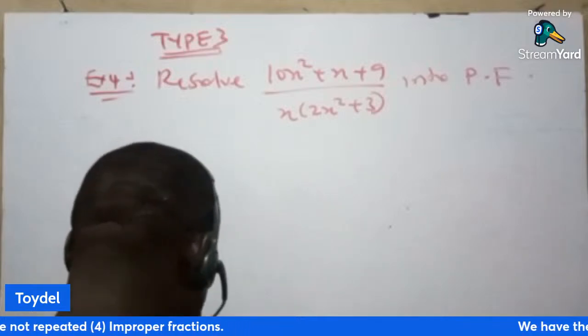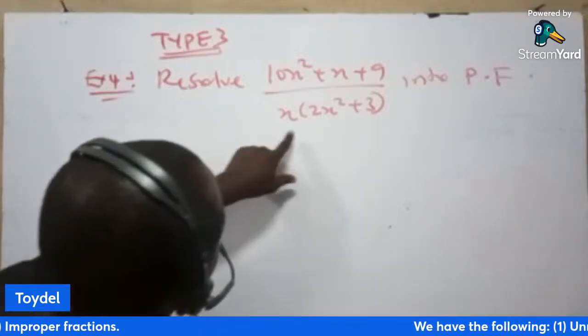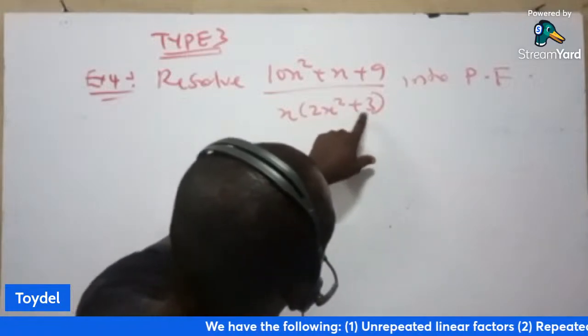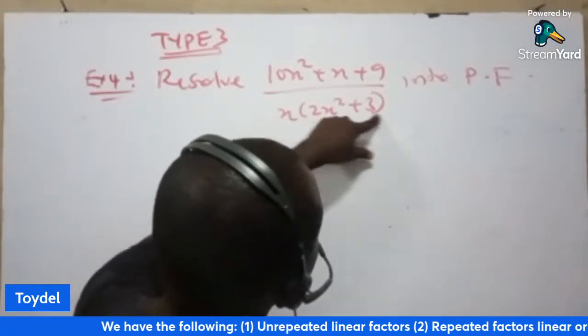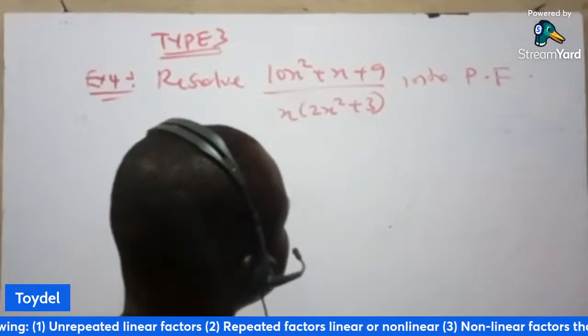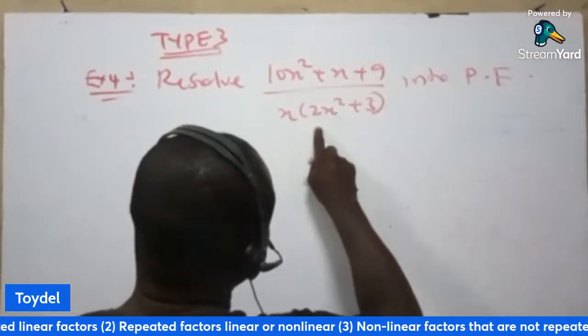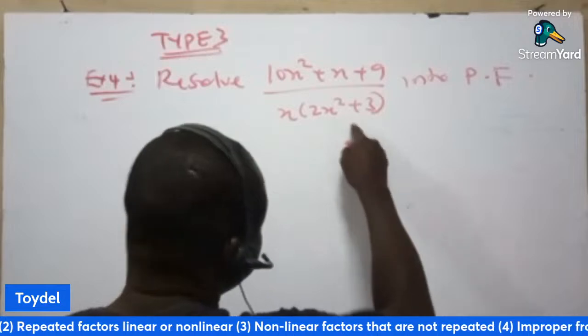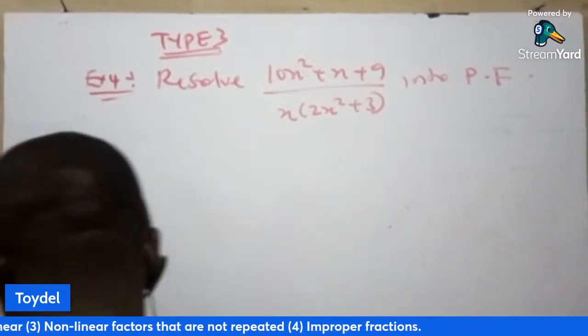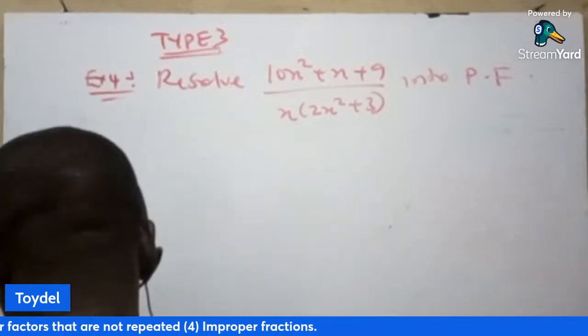If you look at this now, you realize that we can solve this. What I have in this bracket at the denominator, 2s squared plus 3, is not linear. It is quadratic, s raised to power 2. And these factors that I have here, you cannot break down into 2 different factors. So it is nonlinear. So how do we resolve this into partial fraction? That is what we are about to do now.